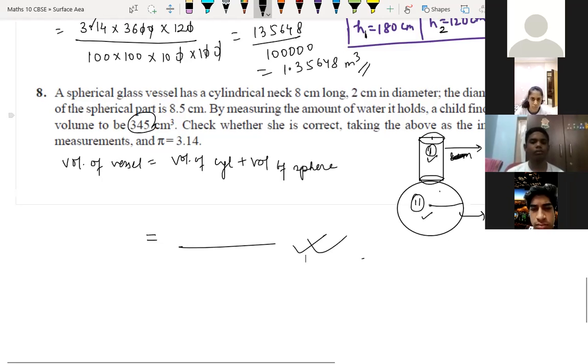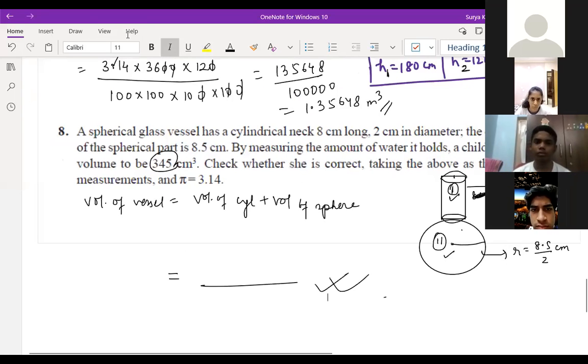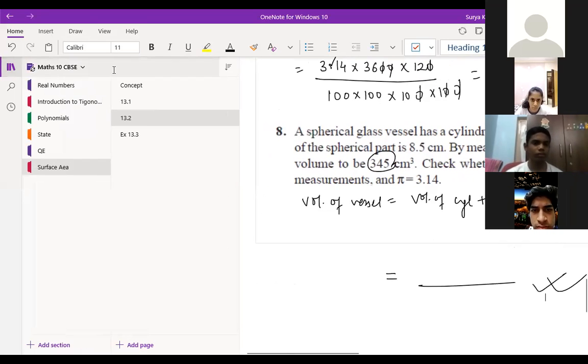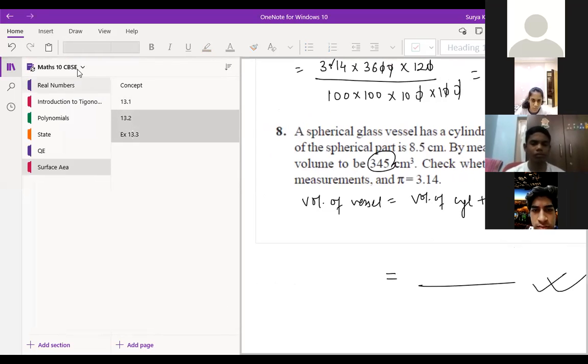So now we are moving to the next exercise, that is exercise 13.3. What is this? It's not coming.